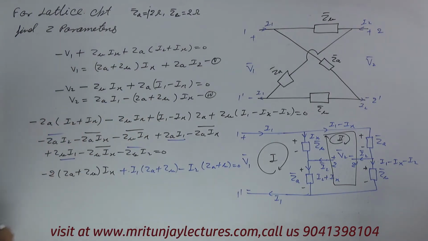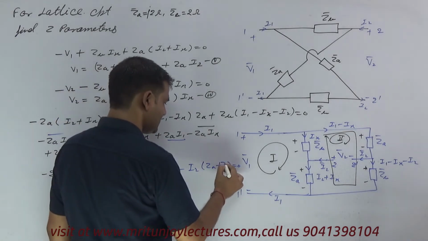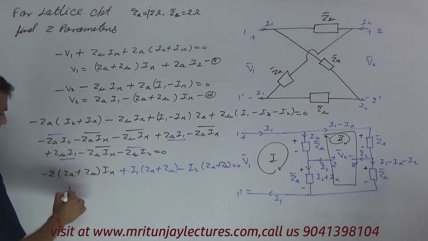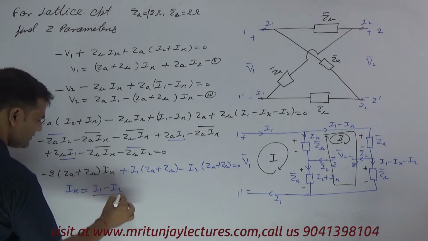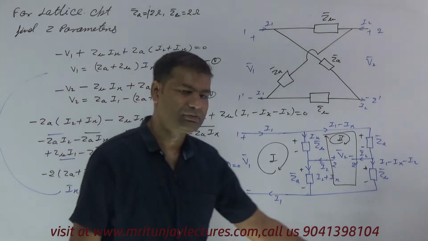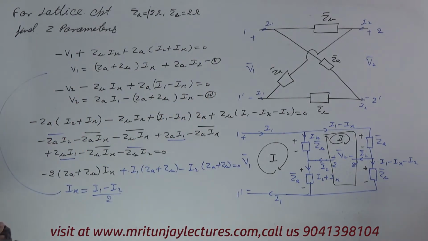If (ZA plus ZB) is common in all, then we finally get Ix equal to (I1 minus I2) by 2. Very simple. If this value is put in equations number 1 and 2, we get the Z parameters. So first of all, let's make it.